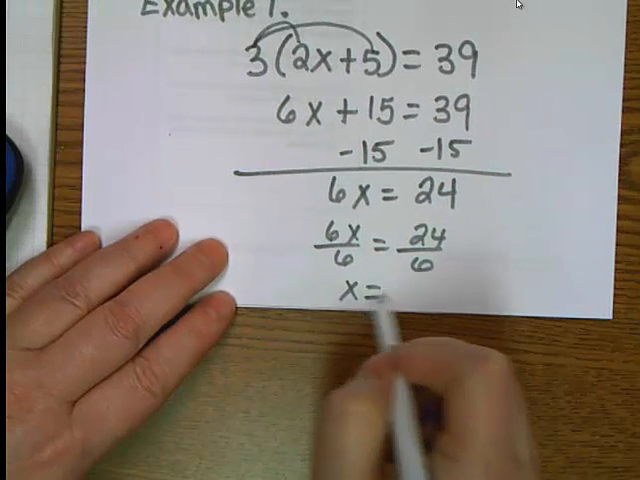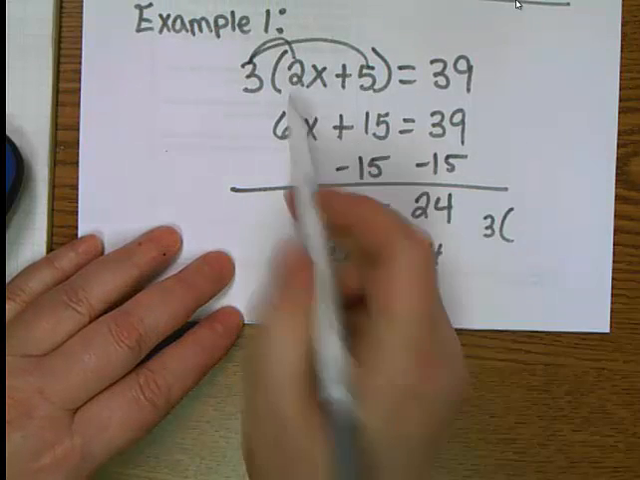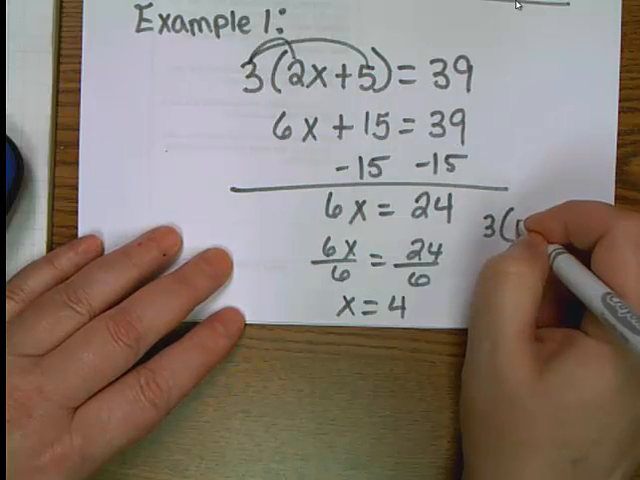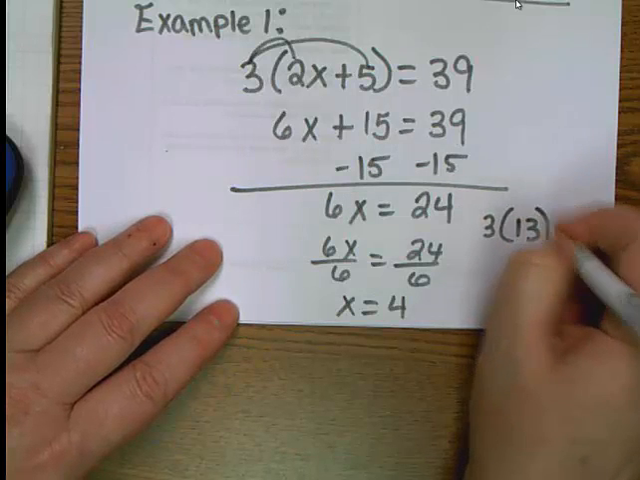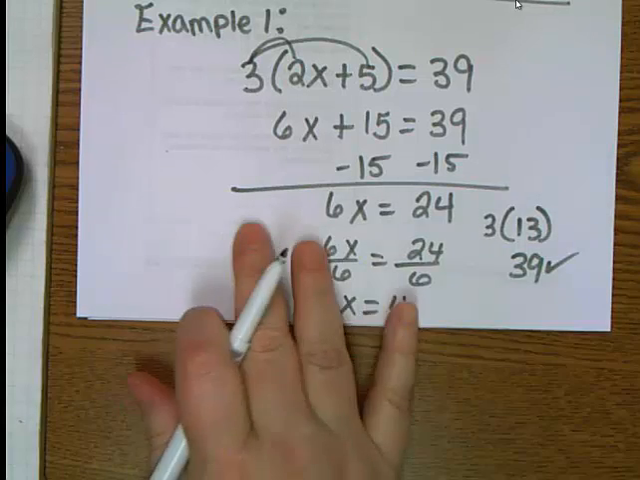And x equals 4. So now let's check it. 3 times, what's 2 times 4? 8 plus 5 is 13. 3 times 13 is 39. And it works. Okay, let's try another one. This is example 2.